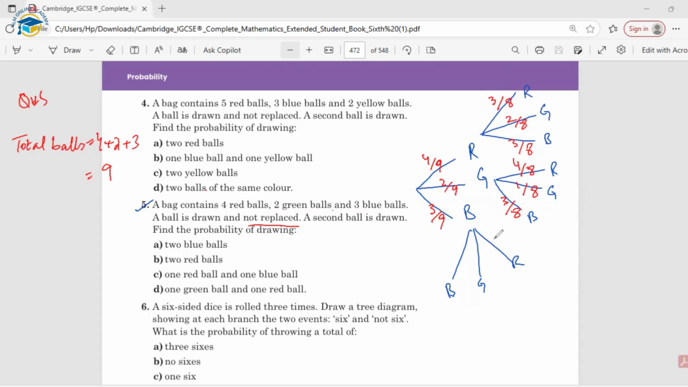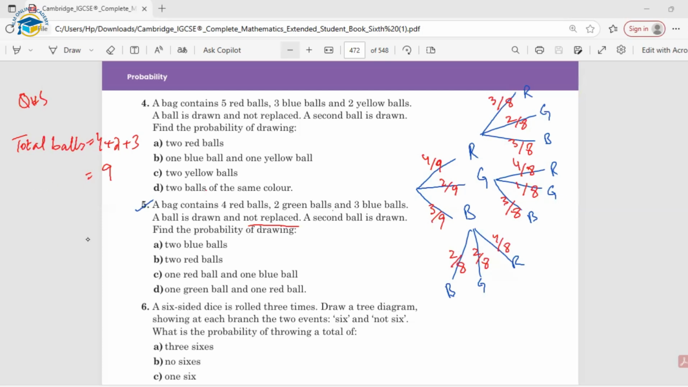Next, for the red one, 4 were the red one. So accordingly, 4 over 8. The green one will be 2 over 8, but the blue one will be changed. This will be also 2 over 8. So in this way, we have completed the tree diagram. After completion of the tree diagram, now we will be heading towards the A, B, C, and D parts.